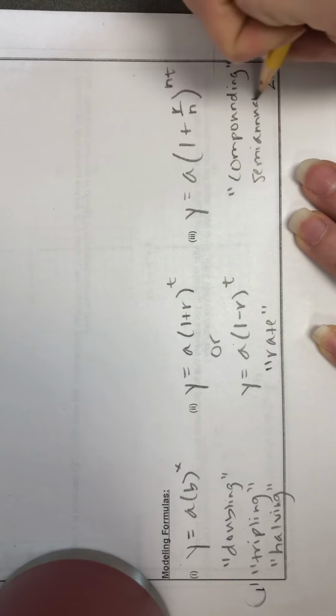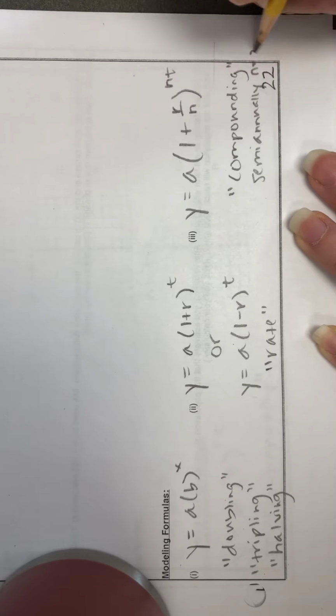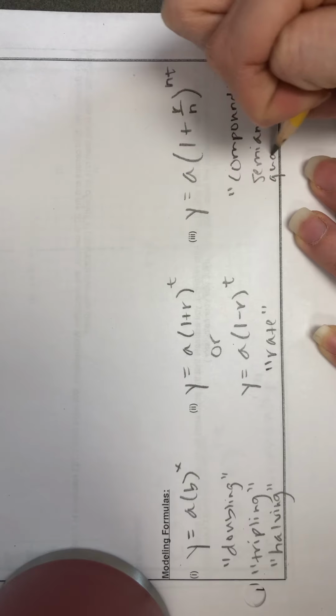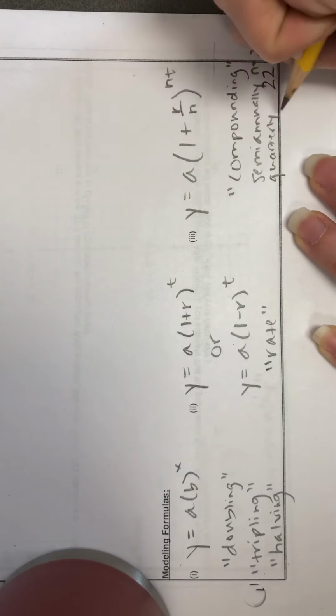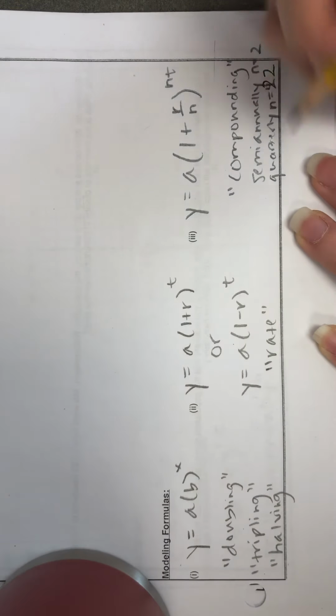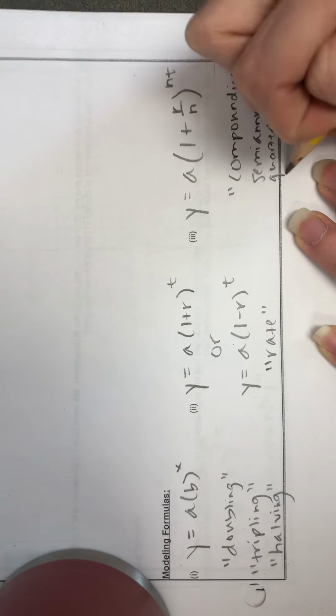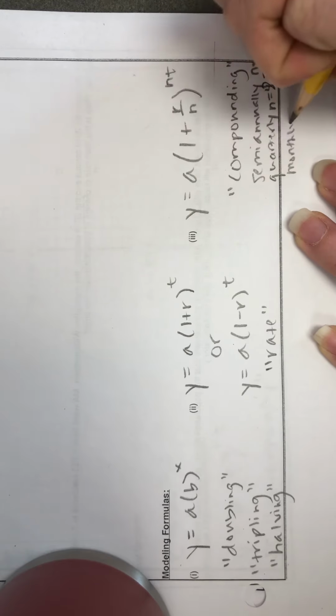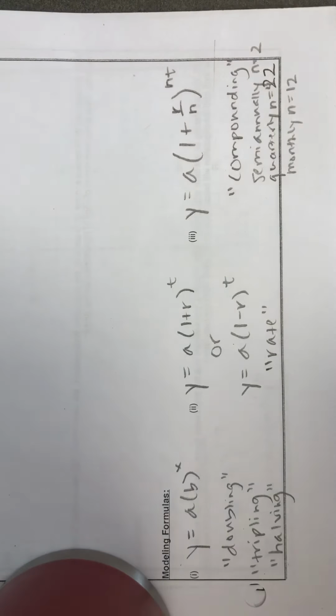semi-annually, N is 2. If you're compounding quarterly, N is 4. And if you're compounding, let's say, monthly, N is 12. All right, you get the idea. When you compound continuously, that's not this formula. That's the formula on page 24, and I'll address that.